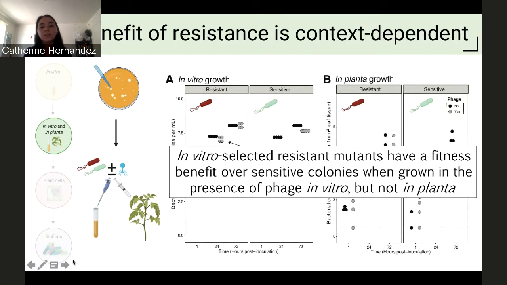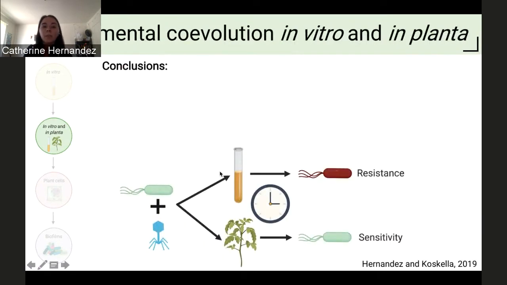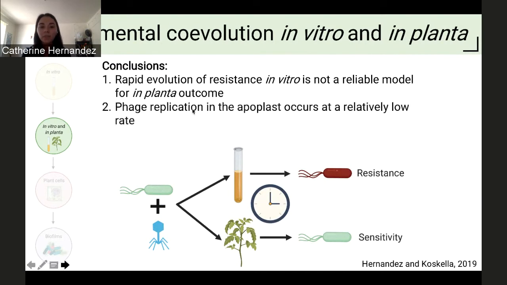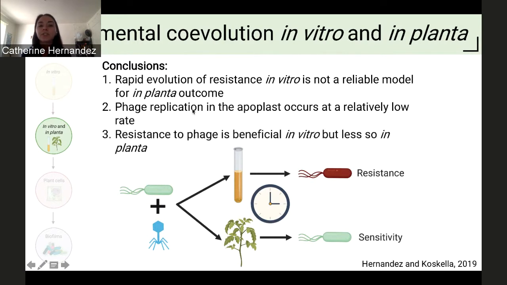And so some conclusions from this. The rapid evolution of resistance in vitro doesn't seem to be a very reliable model for what happens in planta. And it's not to say that resistance is ever going to evolve and maybe would spread a little later, but it's certainly not at the rates that we're seeing in vitro. Phage replication in the apoplast is occurring at a very low rate, and resistance to phage seems to be beneficial in vitro, but less so in planta. And this work was published last year if you're interested.